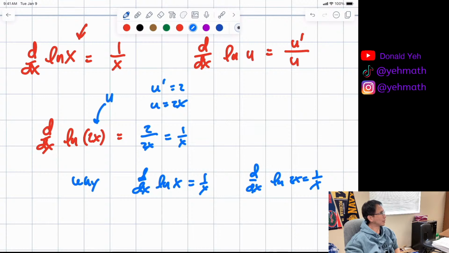Avadash, Rajesh, Vincent, Roland. Anybody else can contribute. Why are they the same? Why is the derivative of natural log of x equal to 1 over x? Why is the derivative of natural log of 2x 1 over x? Why are they the same?